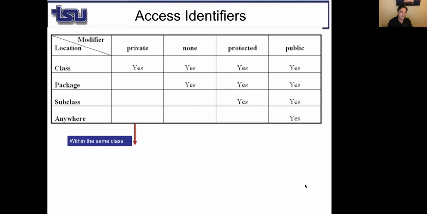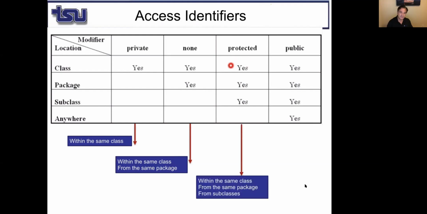Private means if your data member or function, if you define it private, it is accessible only within the same class. No one else can access it. If there is no access identifier in front of a variable, for example, it is accessible from the same class and from the other classes within the same package. If it is protected, it is accessible within the same class, from the classes in the same package, and from subclasses. If it is public, it's accessible from anywhere.